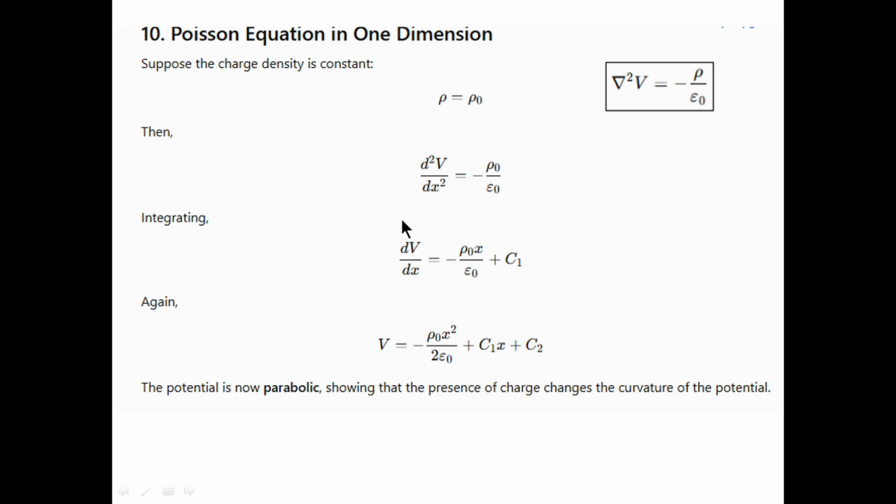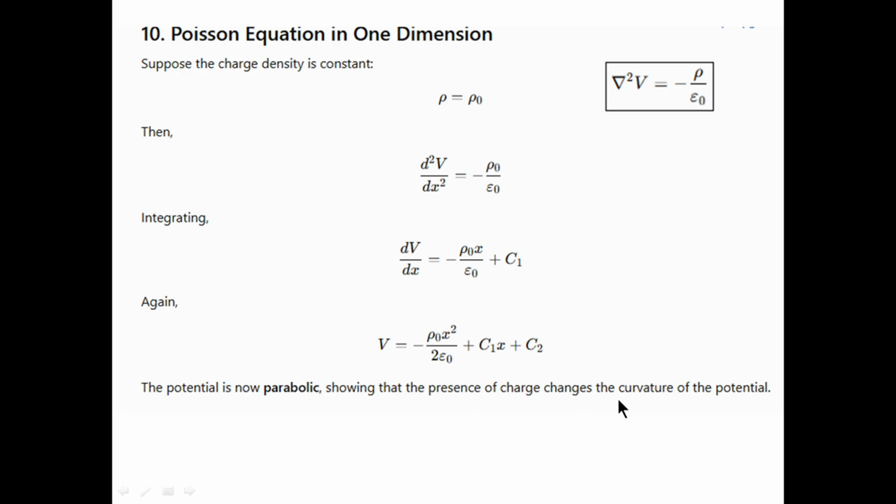Now integrating this equation with respect to x, we have dV by dx is equal to minus rho naught x upon epsilon naught plus c1. Again integrating this, we have V is equal to minus rho naught x square upon 2 epsilon naught plus c1 x plus c2, where c1, c2 are constants. Since we have a quadratic equation, we have a term of x squared. So the potential is now parabolic, showing that the presence of charge changes the curvature of the potential.